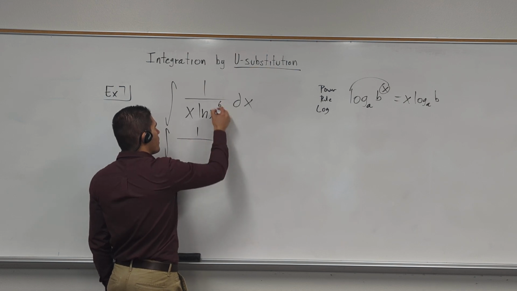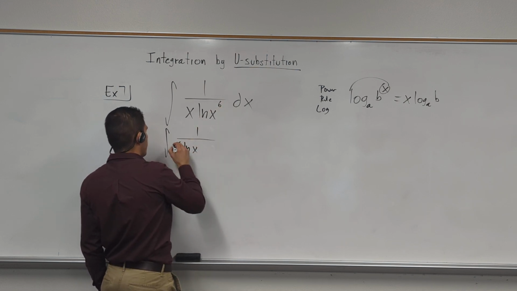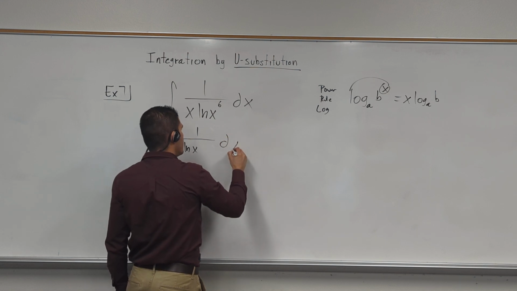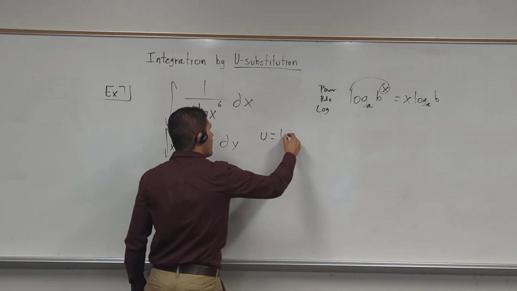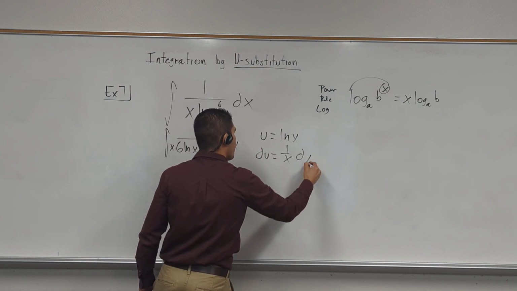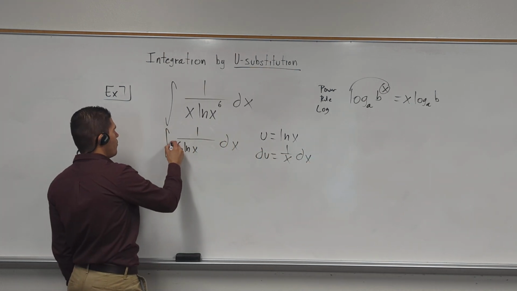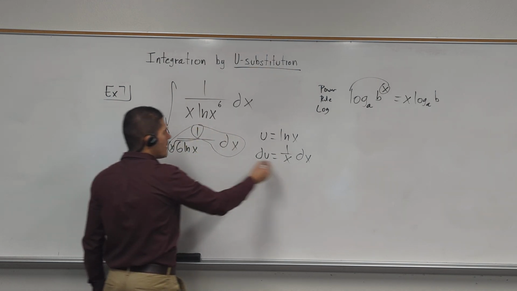This will allow me to bring the 6 to the front, so 6 ln of x, dx. So let's see what happens. I'm going to let u be ln of x, because that was my instinct, because I saw 1 over x. All right, so I see a 1 over x right here, 1 over x with the dx. That can become du.